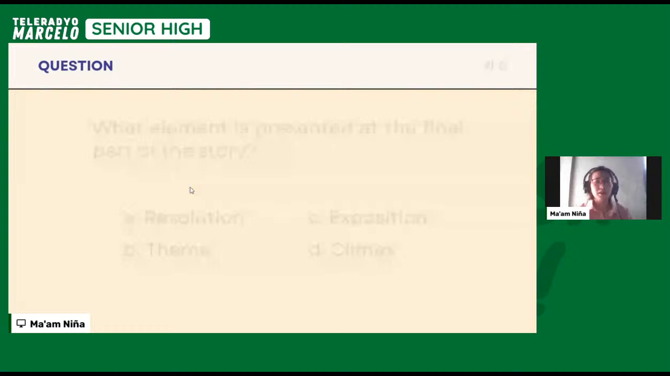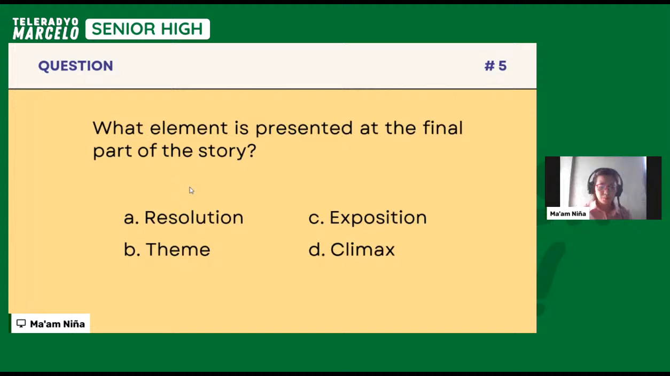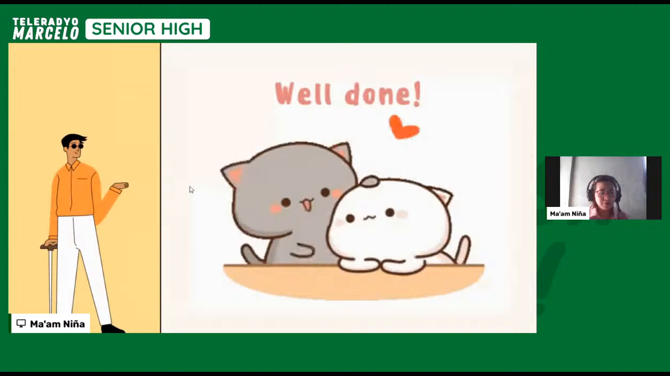So this is the last question, no? I have question number 5. So what element is presented at the final part of the story? So again, I guess this is very easy. Is it A, resolution, B, theme, C, exposition, or D, climax? Type in now your answers in the comment section. Okay, so the correct answer is A, resolution. So good job, everyone.